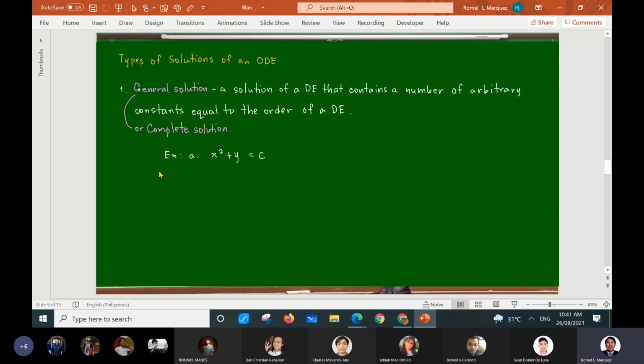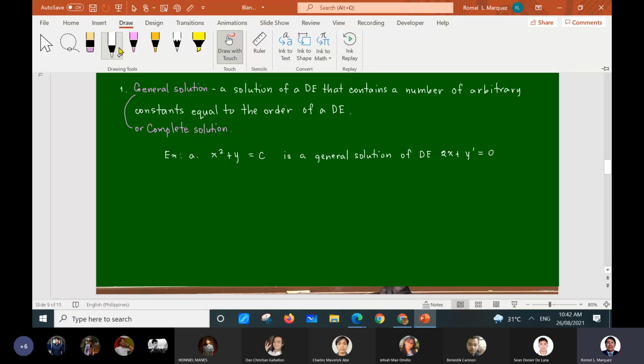And what DE is that? This is a general solution of what differential equation do you think? 2x plus y prime equals 0. So this DE has a solution of the form x squared plus y equals c. That is the form of its general solution. The second one, what about the second one?